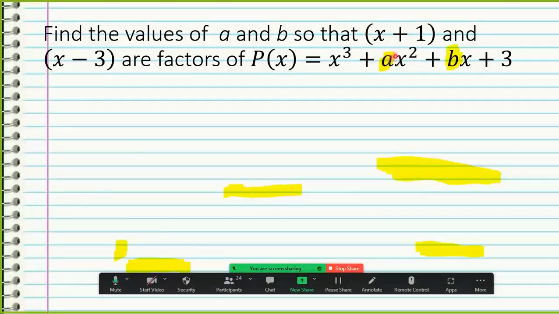So I forgot to erase. Okay. So we have to find the values of a and b so that x plus 1 and x minus 3 are factors of p of x equals x cubed plus ax squared plus bx plus 3. So ganito lang gagawin natin yan. Since we have two variables here, additional variables a and b, aside from variable x, isosolve muna natin siya at the two given divisors. Okay. So ito yung magiging divisor natin. So x plus 1. So that's equivalent to x equals negative 1. So we have p of x. Dito na lang natin.